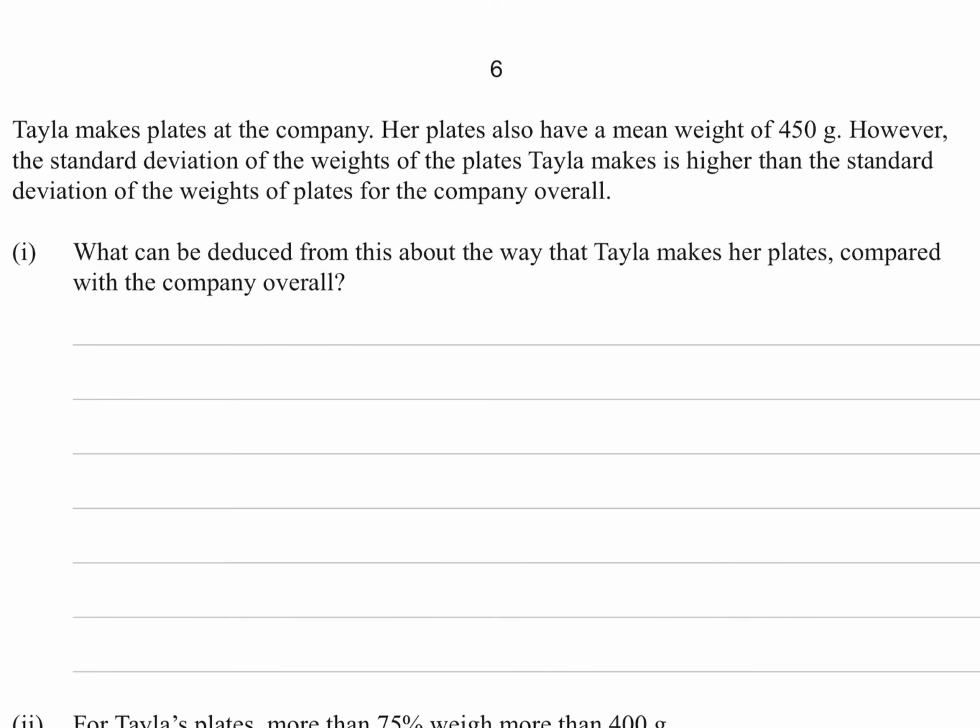Taylor makes the plates at the company. Her plates also have a mean weight of 450 grams. However, the standard deviation of the weights of Taylor's plates is higher than the standard deviation of the weights of the company overall, so greater than 35 grams. What can be deduced from this about the way that Taylor makes her plates compared to the company overall?